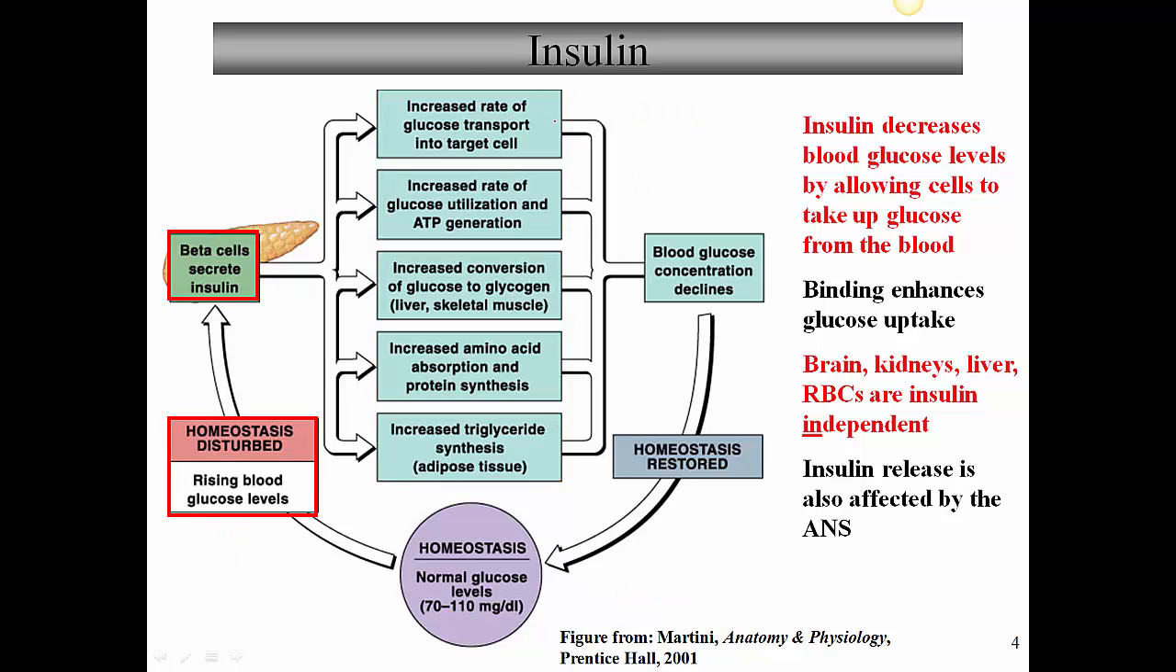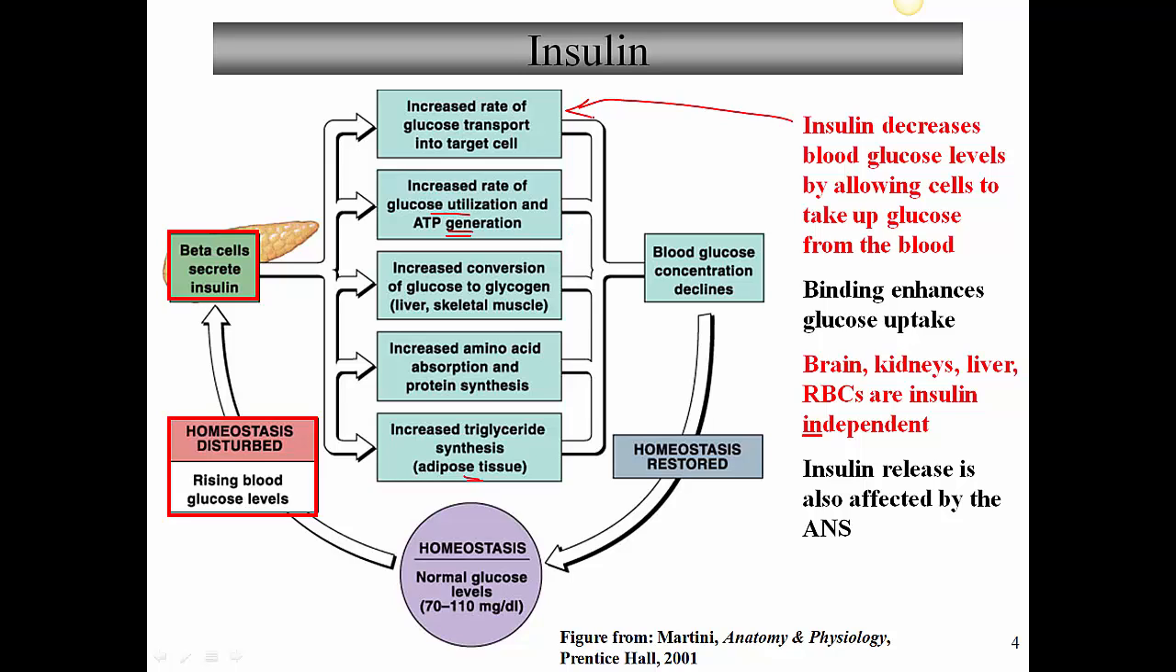We have an increased rate of glucose transport into target cells. This is a direct effect of insulin in those target tissues that we talked about earlier. We also increase the rate of glucose utilization for energy, and that is creation of ATP. We increase the conversion of glucose into glycogen, especially, for example, in liver and skeletal muscle. You remember this is the process of glycogenesis, making new glycogen. We also have increased amino acid absorption and protein synthesis. So once again, we're in the storage mode. And finally, increased triglyceride synthesis in adipose tissue. Remember, this is lipogenesis. So all of these promote storage of materials that we've eaten.